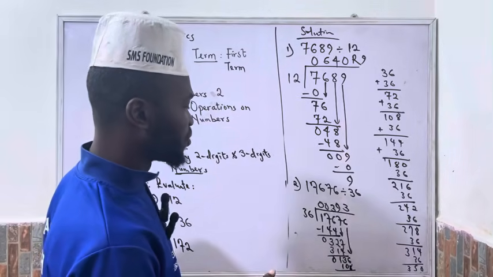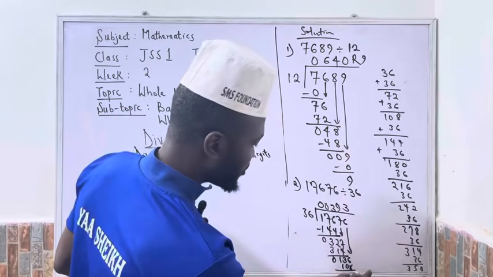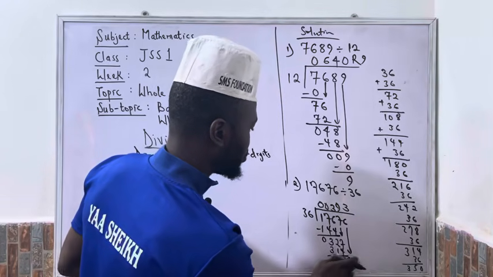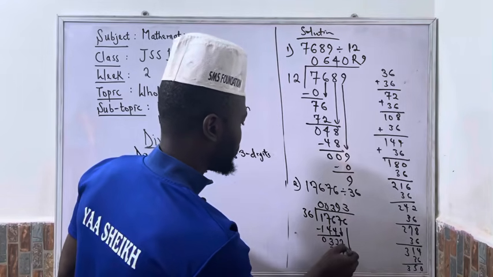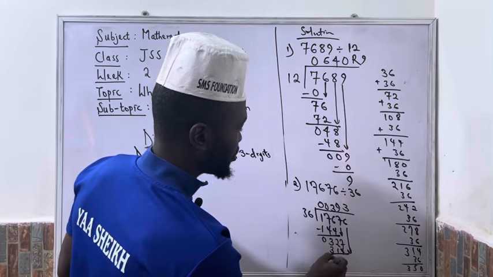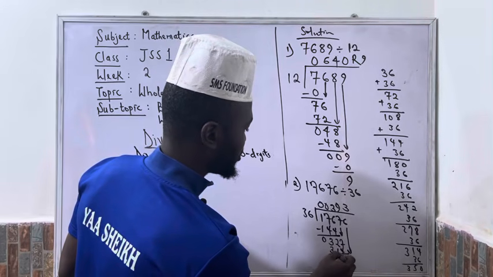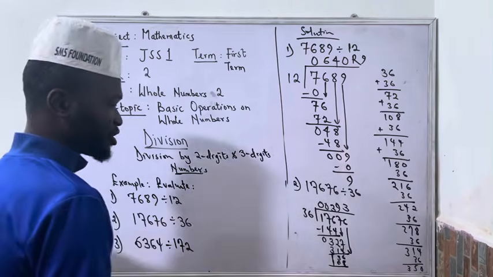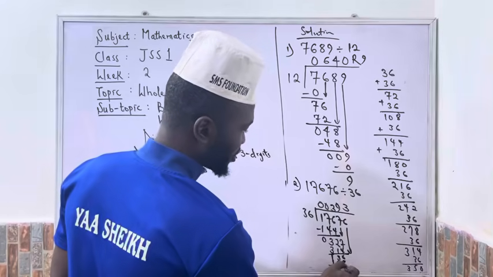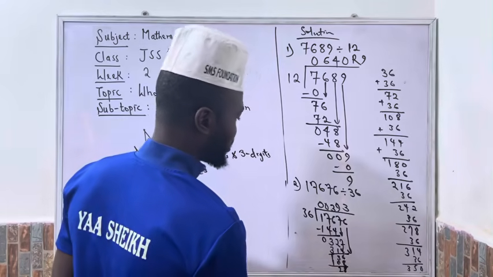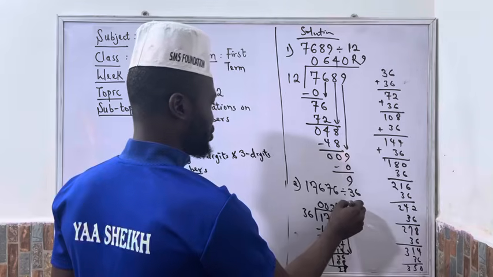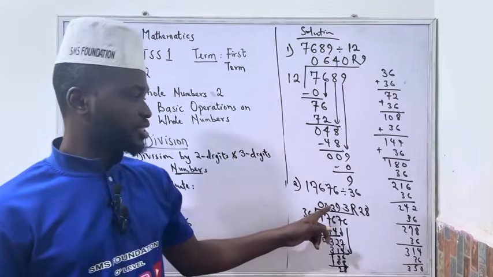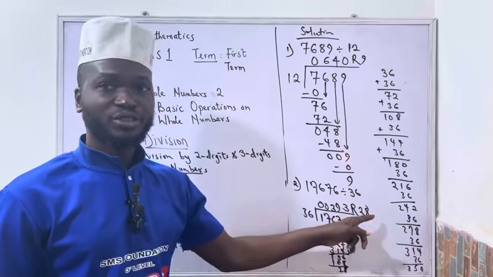136 minus 108. So, sorry, I need to adjust this. Let me make it small. 136 minus 108. So I borrow, 16 minus 8, that will give me 8. So the answer will be 28. So the remainder will just be 28. So therefore, the result is 393 remainder 28.